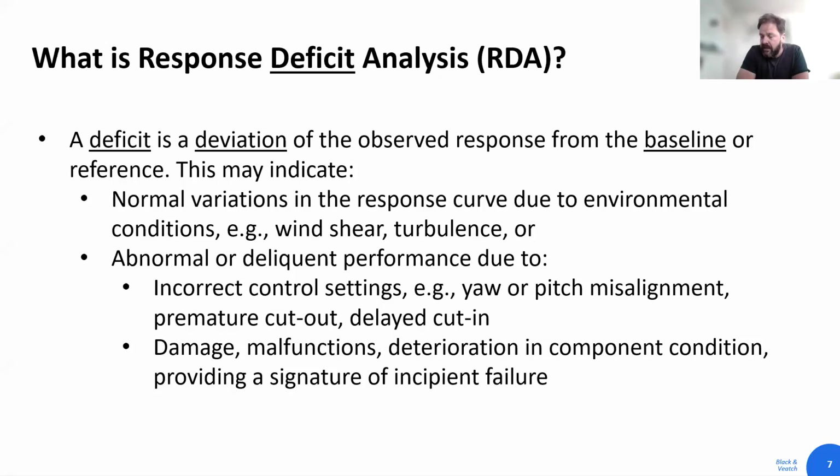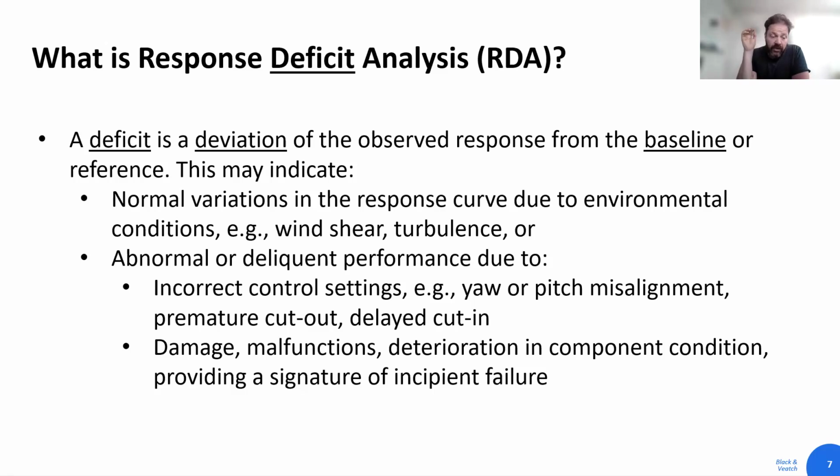So we'd expect deficit curves to vary as those conditions vary. But the deficit curves can also vary in other ways due to other causes that are a reason for concern. You know, abnormal or delinquent power performance that's due to maybe an incorrect control setting. Maybe causing a yaw misalignment, a pitch misalignment, a premature cutout, or a delayed cut-in of the turbine. Or you could have damage, component degradation, causing a deterioration in the performance.